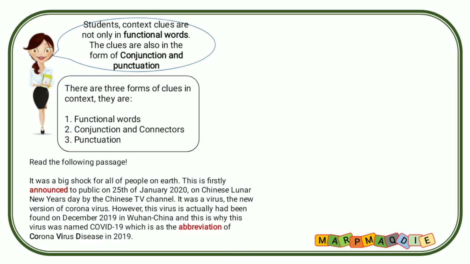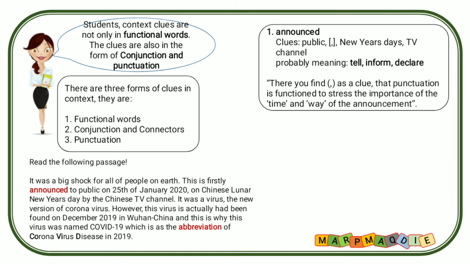Such as the following, I give you a very simple passage. You have to read it, and you should be aware that in the passage there are two red words, and the two red words will be defined by the context. The first thing we have to know is how to see the clues in a context. So clues, as has been mentioned before, can be in the form of words, conjunctions, connectors, and even punctuations. The first is the word announce.